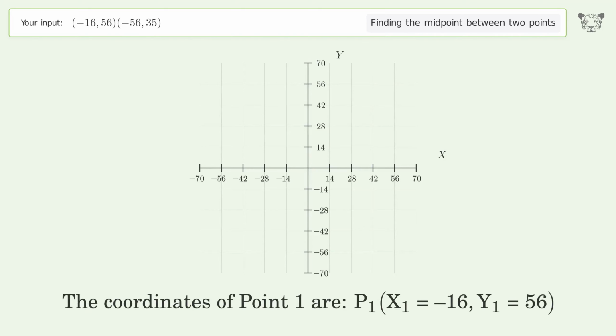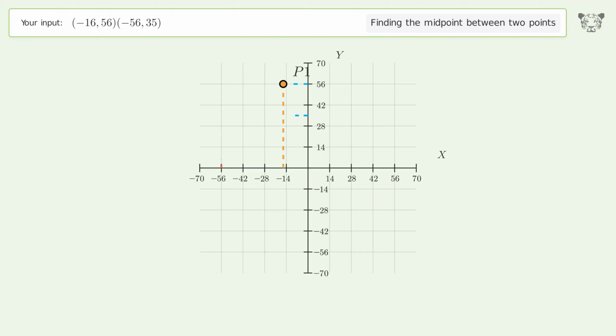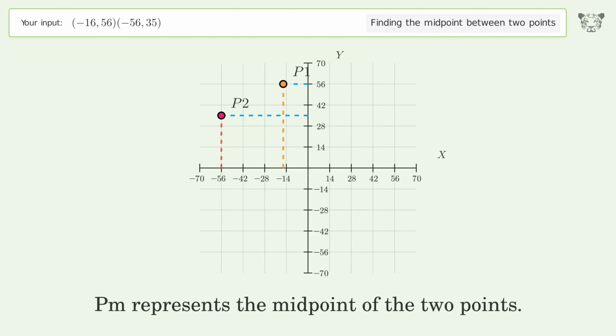The coordinates of point 1 are x1 equals negative 16, y1 equals 56. The coordinates of point 2 are x2 equals negative 56, y2 equals 35. PM represents the midpoint of the 2 points.